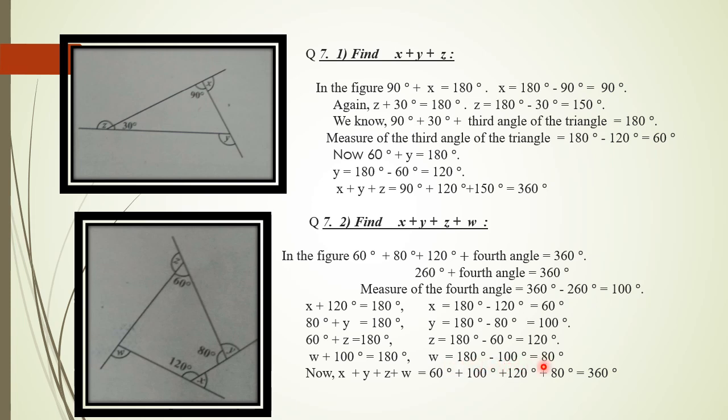Now we have got values for x, y, z and w. So we have to add and find out the answer. 60 degree plus 100 degree plus 120 degree plus 80 degree is equal to 360 degree. Here again we got that the sum of all the exterior angles of this quadrilateral is equal to 360 degree.